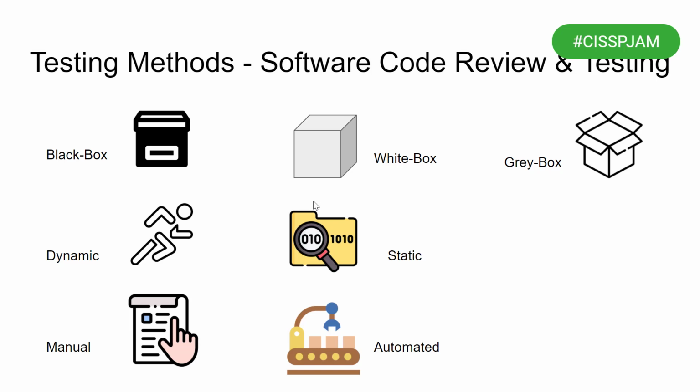And the other type of, or other method of testing, is dynamic testing. And then the opposite of it is static. So this basically means when the system or the software is being executed or being run and its behavior is observed. So you observe its inputs and outputs. This is the dynamic testing.